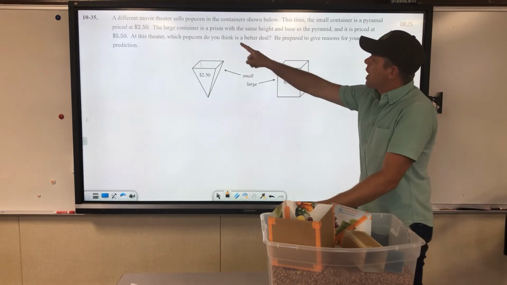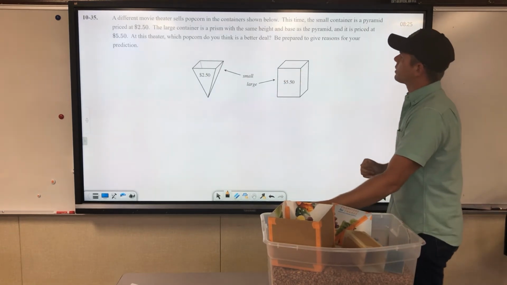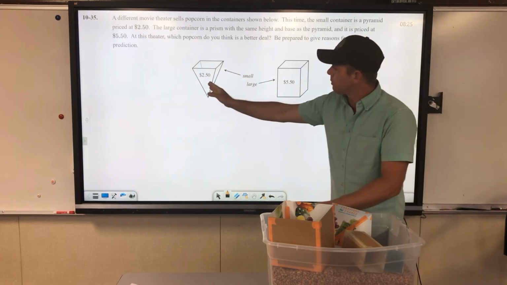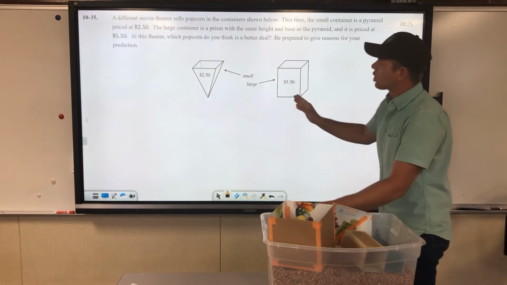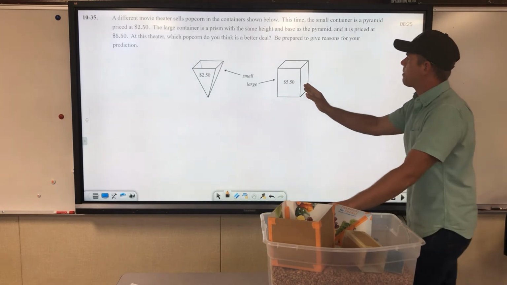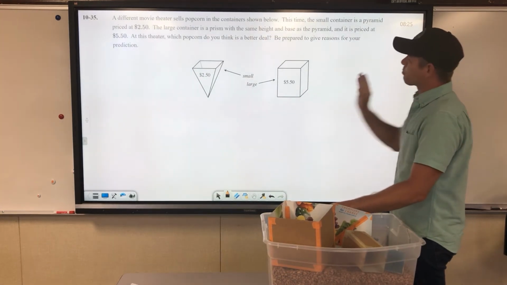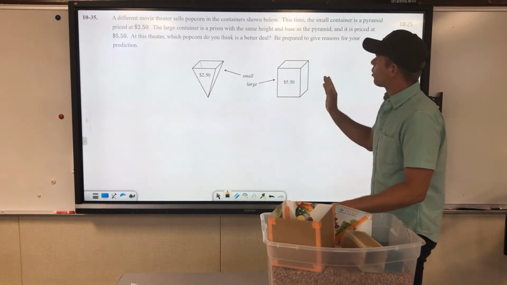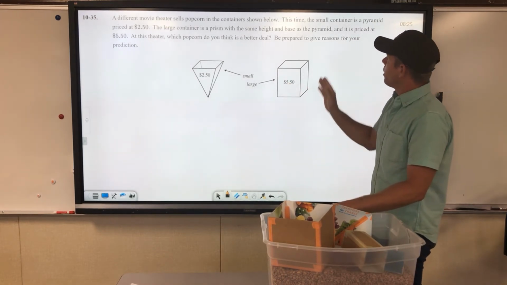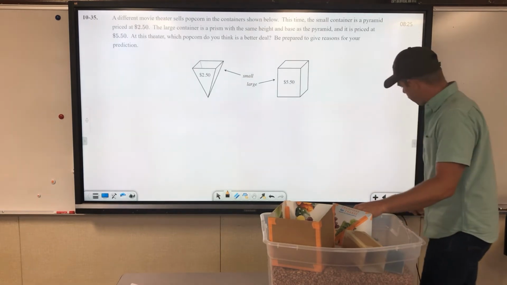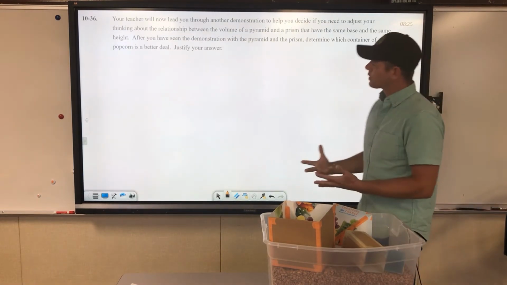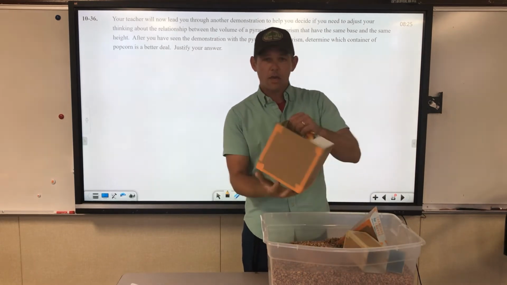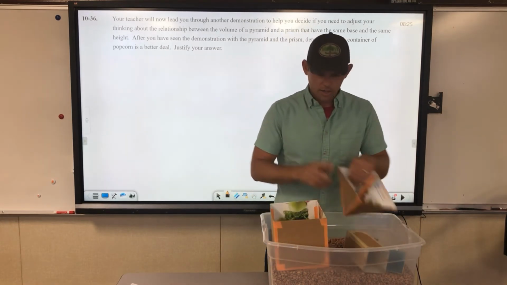So here we go. A different movie theater sells popcorns in the container shown below. This time, the small container is a pyramid priced at $2.50. The large container is a prism with the same height and base as the pyramid, and it is priced at $5.50. At this theater, which popcorn do you think is a better deal? Be prepared to give your reasons for your prediction. So once again, I'm going to lead you through, okay, a demonstration here.